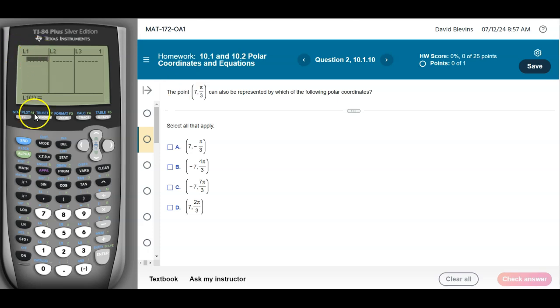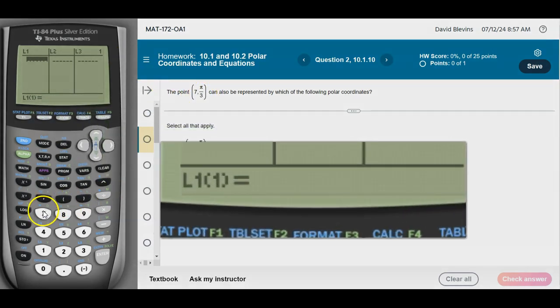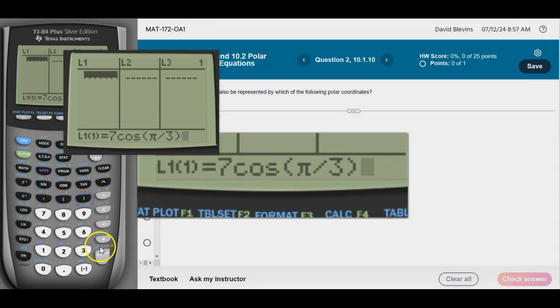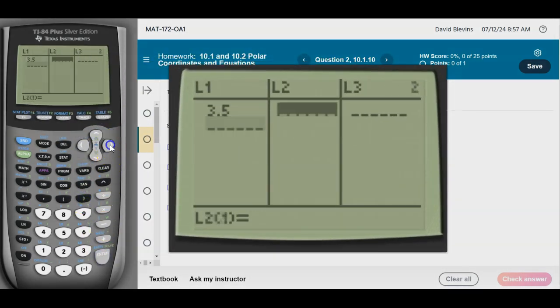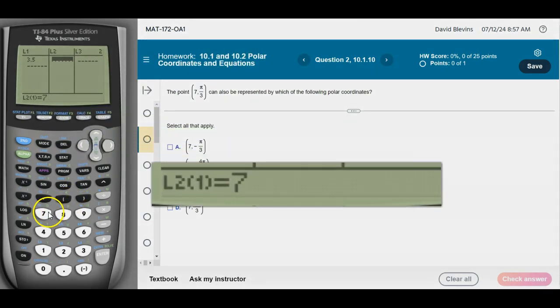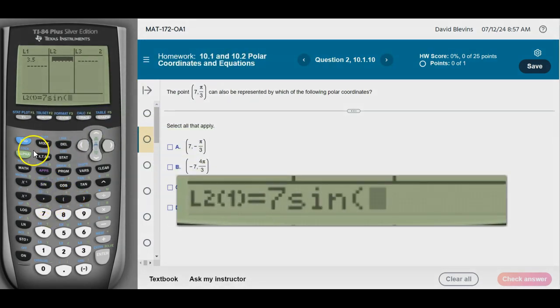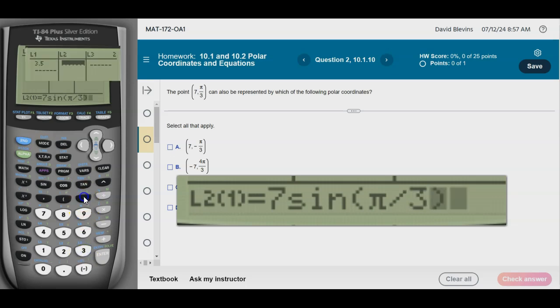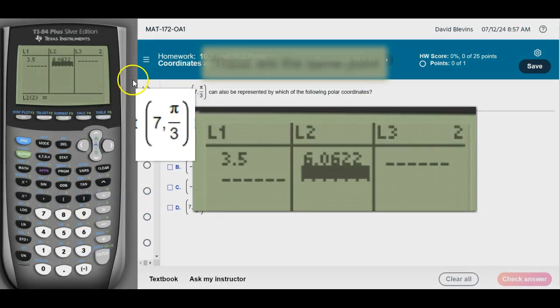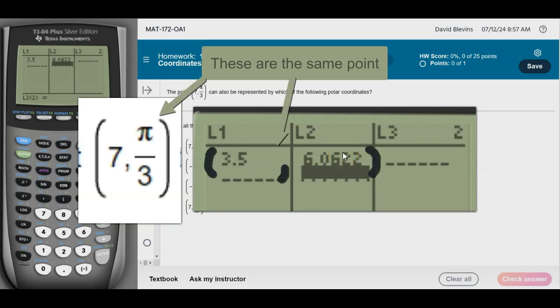Remember, these are x's and these are y's if I do a scatter plot. So the x coordinate, if you recall the formula, is x equals r cosine theta. This is r, this is theta. So in list 1, I can type in 7 cosine pi over 3. Hit enter, and there's my first x coordinate. My y coordinate is r sine theta, so 7 sine pi over 3. And there is the y coordinate we're dealing with. So there's the polar point in rectangular coordinates.